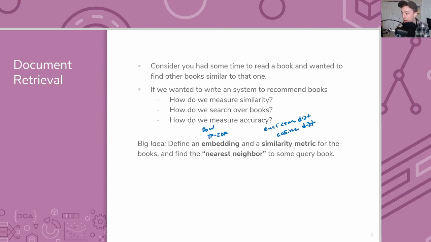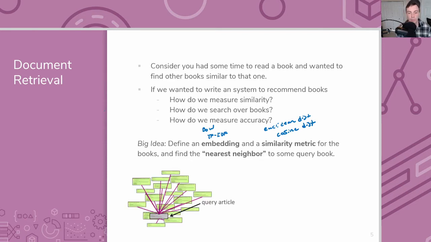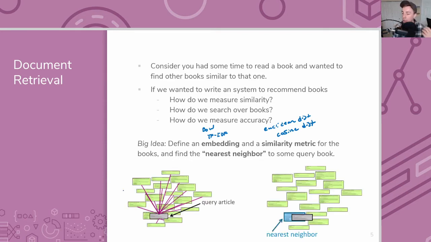You can imagine similarity as being the inverse. And then we used an algorithm, like some nearest neighbor algorithm, to find, if we have a document or a book we're looking for, all the things that are the most similar, where most similar is the closest in this embedded space. So if you had some document here, this is our query article shown in gray, then maybe we'd return the blue article because it's the one that's closest in this space.